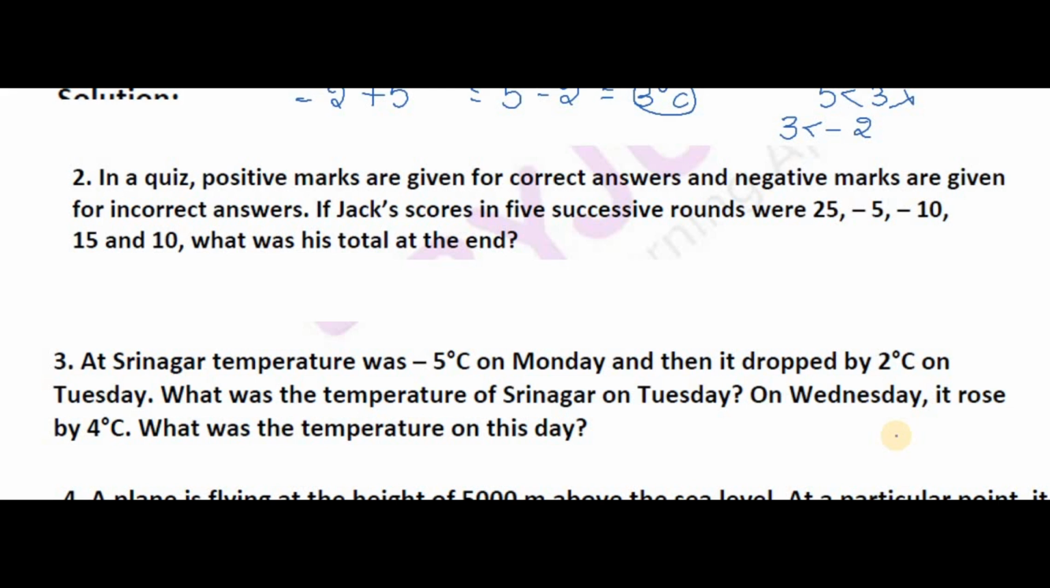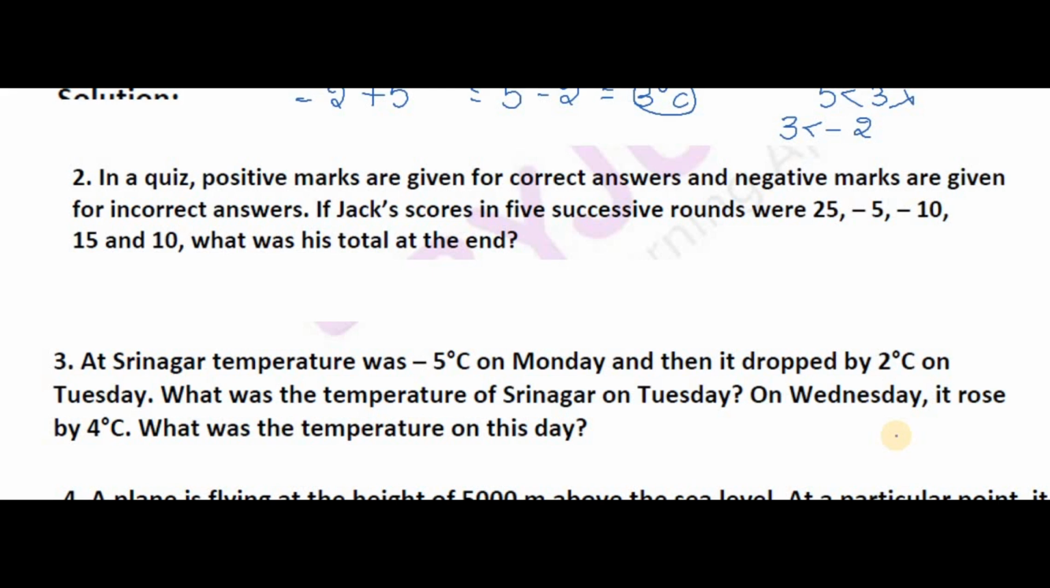In a quiz, positive marks are given for correct answers and negative marks are given for incorrect answers. Okay. If Jack's scores in 5 successive rounds were 25, minus 5, minus 10, 15 and 10, what was his total at the end? Okay. So one quiz they are going to conduct. Of course, we all know that when we are going to conduct quiz, we will have positive marks and at the same time negative marks also.